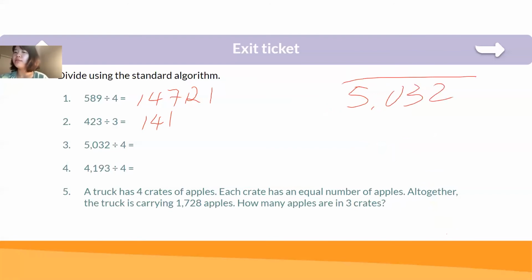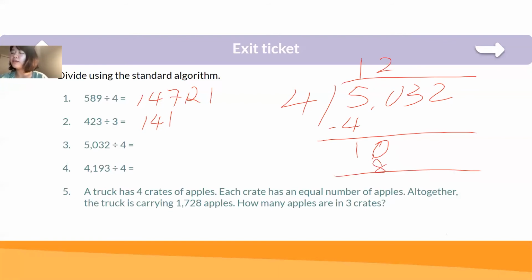5,032 divided by 4. So let's put 1 for the thousands place. 5 minus 4 is 1. And 1,000 moved to the 100 place is 10. And 2 times 4 is 8. And 10 minus 8 is 2. And 2 moves to the tens place, that will be 23. And we can put 5.